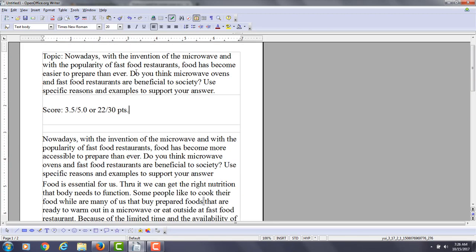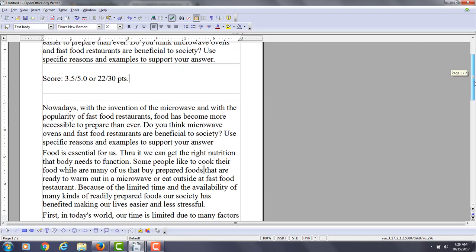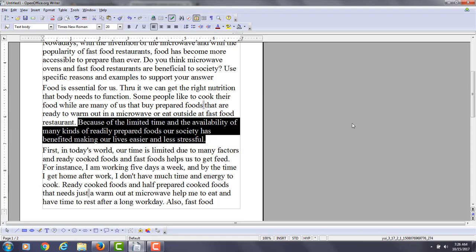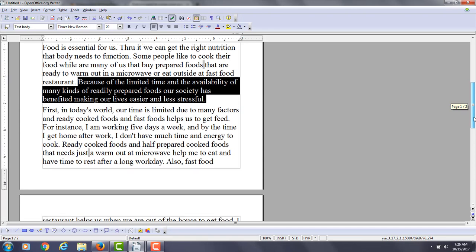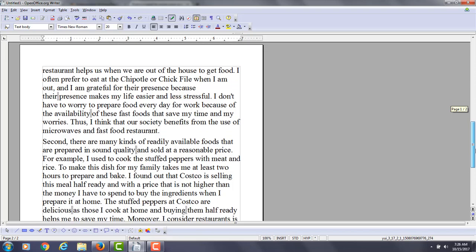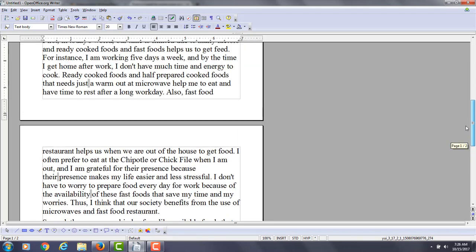It says, do you think microwave ovens and fast food restaurants are beneficial to society? Use reasons and examples to support your answer. When I was reading it, the problem is when I look at your thesis here, it says, because of the limited time, the availability of many kinds of readily prepared foods, our society has benefited making our lives easier and less stressful. But the body paragraphs don't really fit that order.